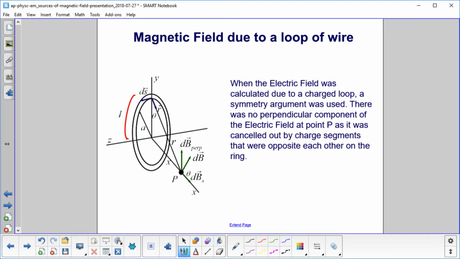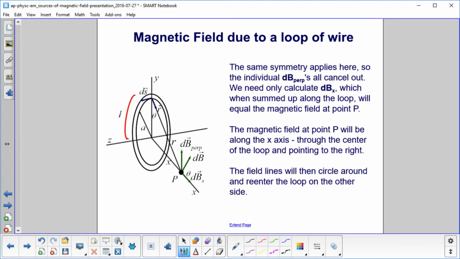When the electric field was calculated due to a charged loop, a symmetry argument was used. There was no perpendicular component of the electric field at point P, as it was canceled out by charge segments that were opposite each other on the ring. So you'd have one segment up here, another one up here. They'd both have electric fields perpendicular. One would be like this, and the other would be like this. So they would all cancel out, and they would reinforce in the x direction.